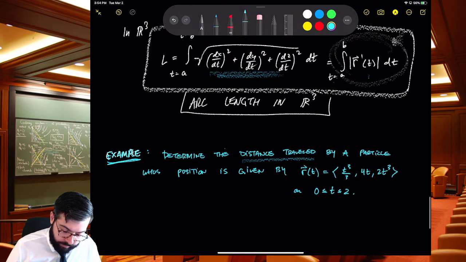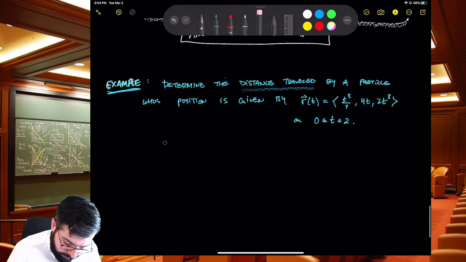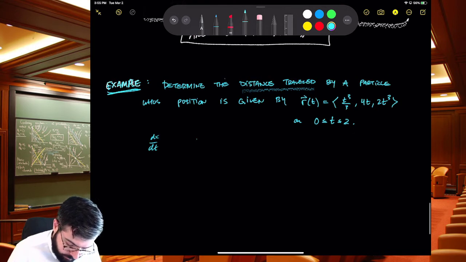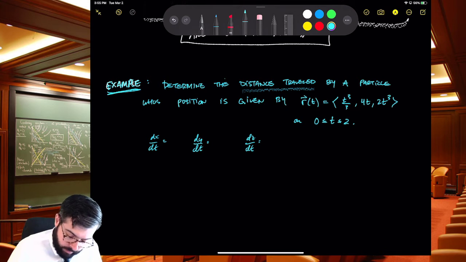So finding dx/dt, dy/dt, dz/dt. Well, the derivative of t cubed over 3 is just t squared. Derivative of 4t is just 4. Derivative of 2t cubed is 6t squared.